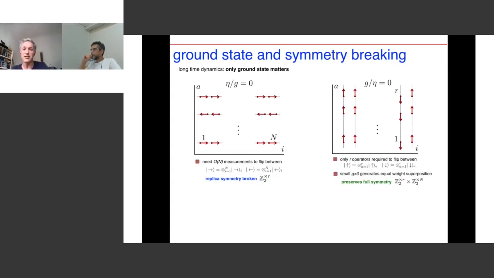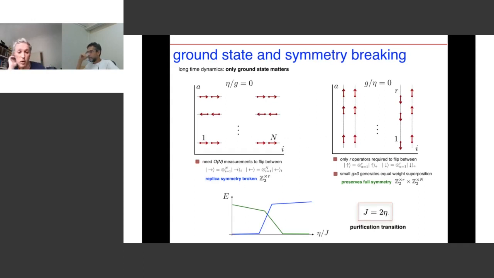On the other hand, if you look at these ground states in the strong measurement limit, for R equals 2, you need only 2 operators to change from the up polarized to the down polarized state. So this is very readily done, meaning that if we crank up the interaction a little bit, then we expect that not one ground state is chosen, but there are transitions between all possible ground states. In the end you will end up with an equal weight superposition of all possible ground states, meaning that in the strong measurement phase, the full symmetry should be preserved. So from this, we would identify the transition from the strong to the weak measurement regime with replica symmetry breaking.